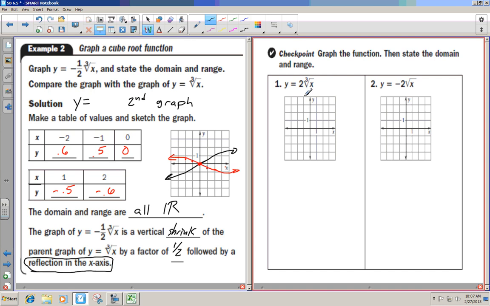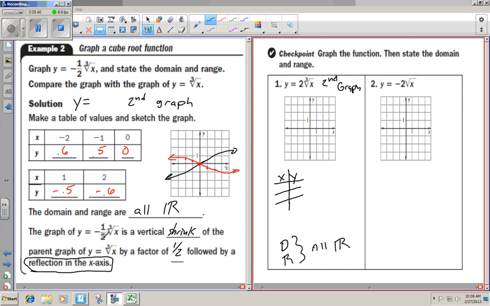All right, 2 cube root of x. So domain and range together for a cubic, all reals. Now, if we did a table of values, and you wanted to use your calculator, you would put y equals this into your calculator, hit second graph to bring up the table.